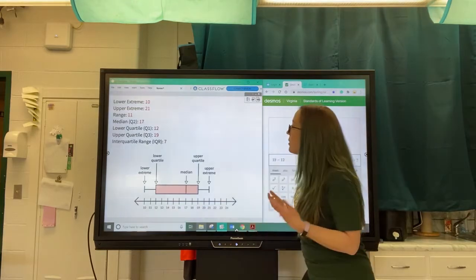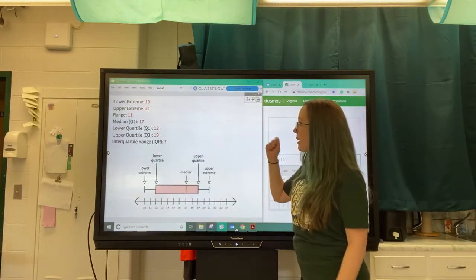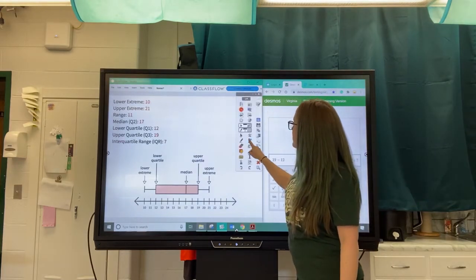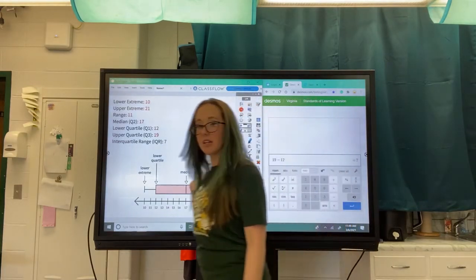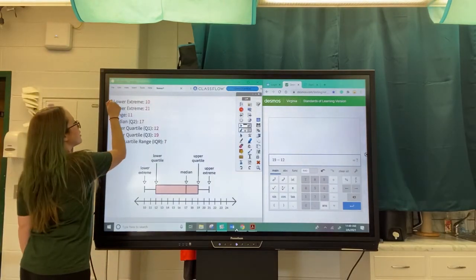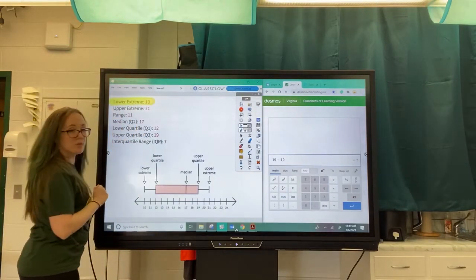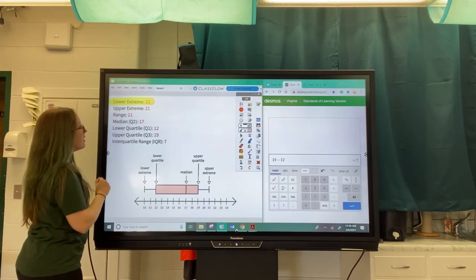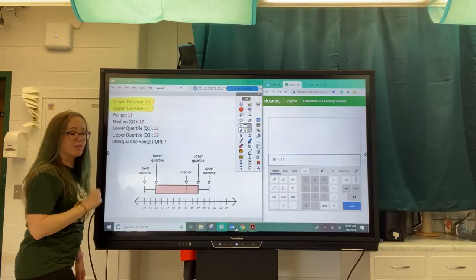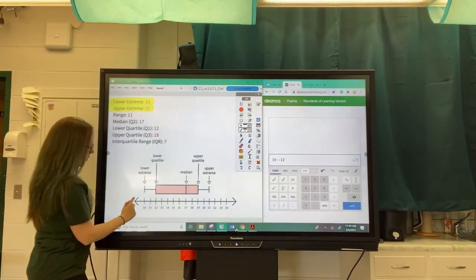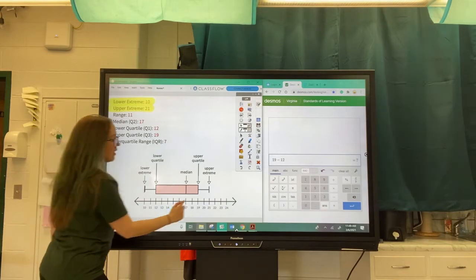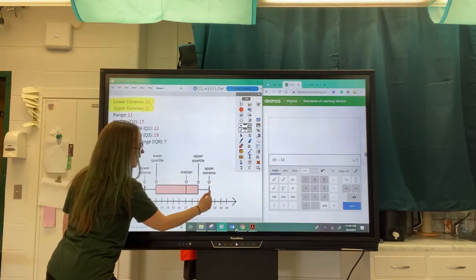Okay, and the way that we make it is we basically mark off each of these values, and then we connect them to make this shape. So we're gonna mark the lower extreme, which was 10. We're gonna mark the upper extreme, which was 21. So look at this graph. Right here, there's a line at 10. And there's a line at 21.